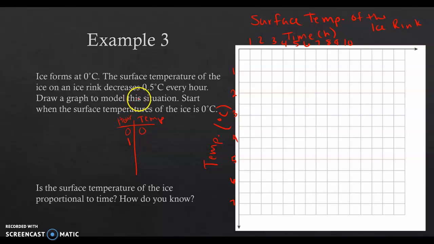All right, so after 1 hour, our temperature decreases, means goes down. So I'm going to do 0 minus 0.5. So we're going to end up with a negative 0.5. And then after 2 hours, we're sitting at a negative 1, because when I subtract another 0.5, we're now at negative 1. And after 3 hours, we're at a negative 1.5. And after 4 hours, we're at a negative 2.